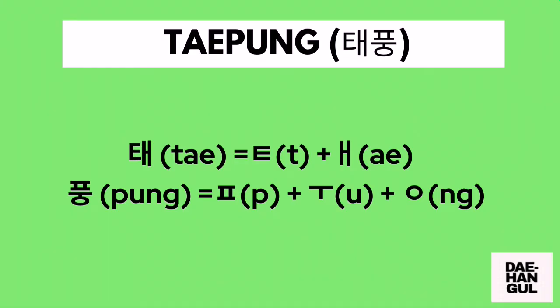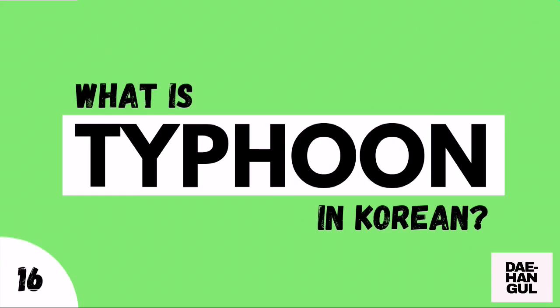How do we write this in Hangul? Let's start with the first syllable, Dae. First, we need to draw a T character followed by the E character. And then for the second syllable, Pong, we need to draw first a P character followed by a U character followed by the NG character in Korean. And then we just have to combine them to form the Hangul of Dae-Hangul. And now you already know what is typhoon in Korean.